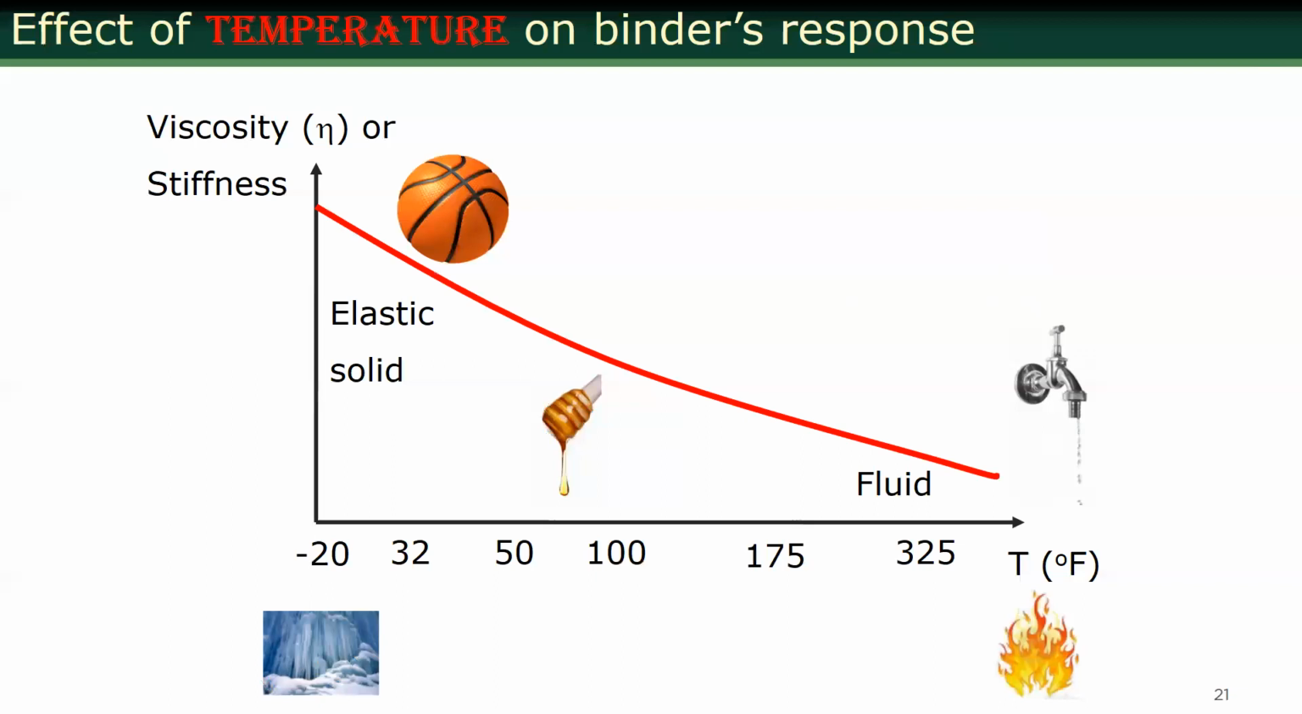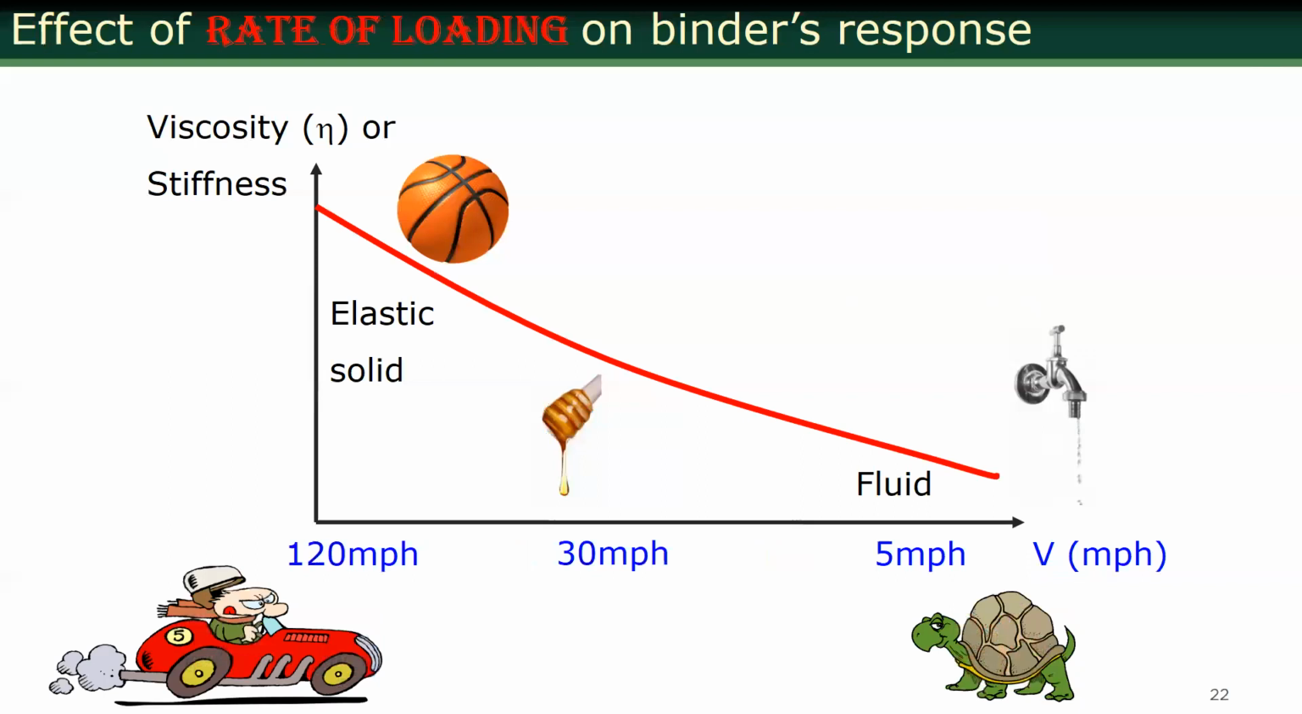We want the binder to be like water at the construction temperature so that we can mix it and work with it. Now, another important property is the speed of loading. At high speeds, let's say you're driving on a highway at 120 miles an hour, your binder is going to act as if it's a very stiff binder. If you apply a load very slowly, then the binder will act more like honey. So at the same temperature, the speed of loading, this is called the time effect or the time rate effect.